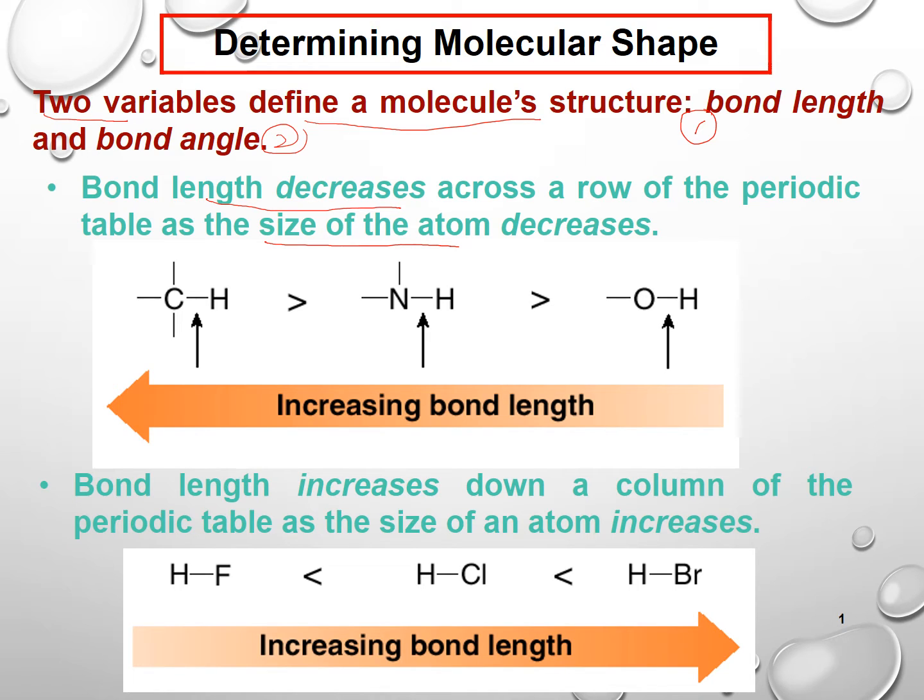So kita tahu, sebelum ni kita tengok row tu maksudnya yang mengufuk ni lah. Okay, this is period, so kita panggil dia sebagai row. Kita ada C, N and O. So across ke kanan, dia akan decrease size. So when the size is decreased, the bond length also will be decreased.